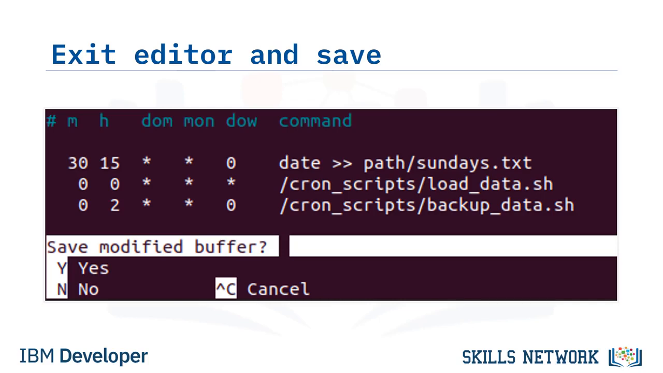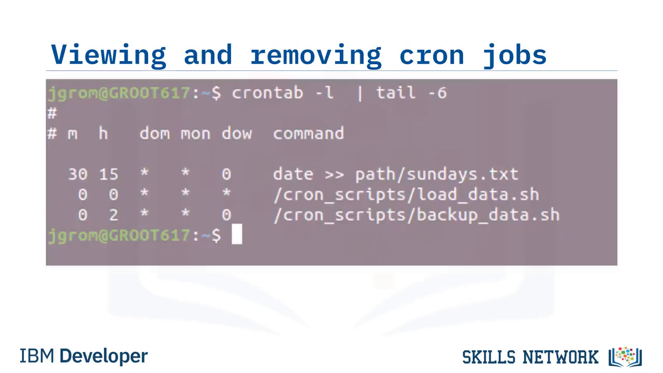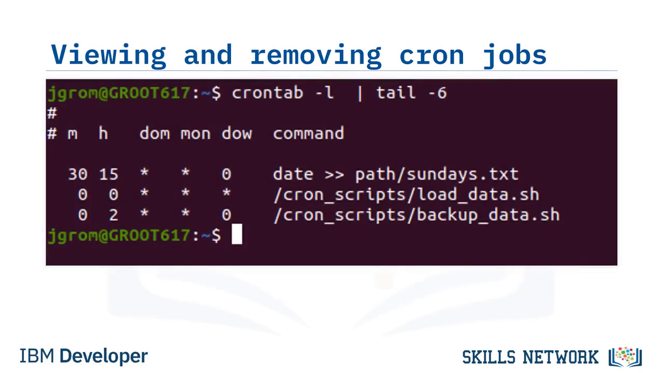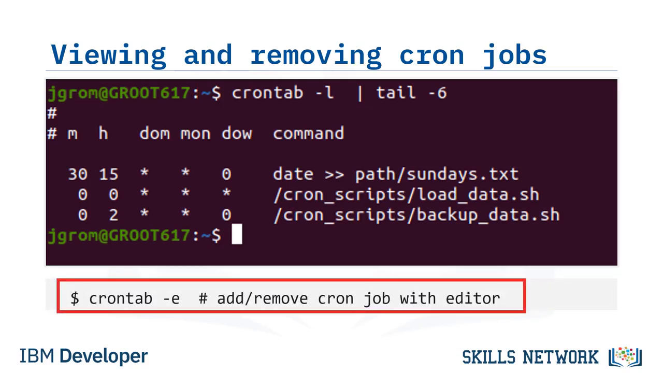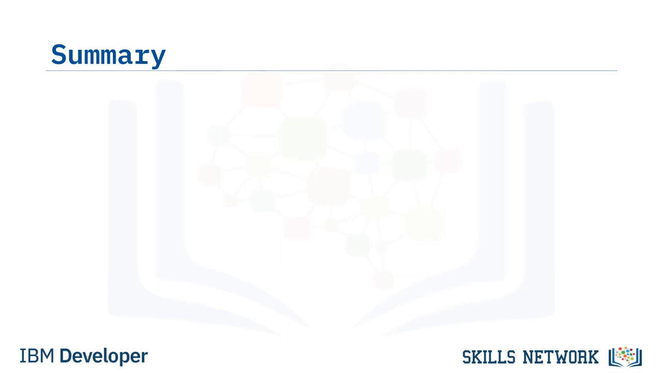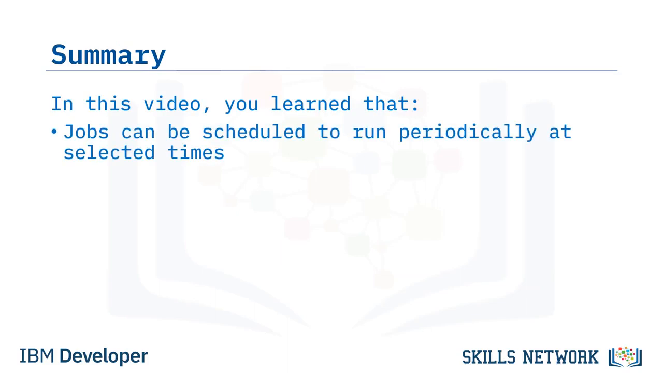The jobs are now in production. Running crontab with the -l option returns a list of all cron jobs and their schedules. I use tail to avoid returning all of the comments from the crontab file. To remove a job, simply invoke the crontab editor, delete the corresponding line in the crontab file, and save the changes.